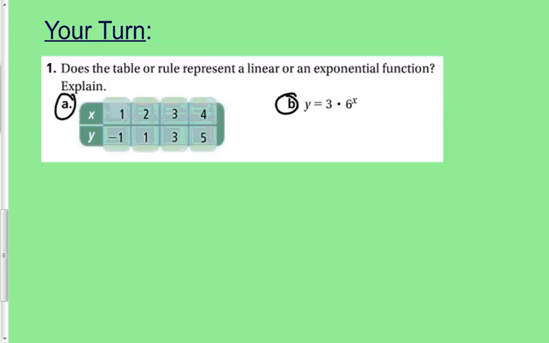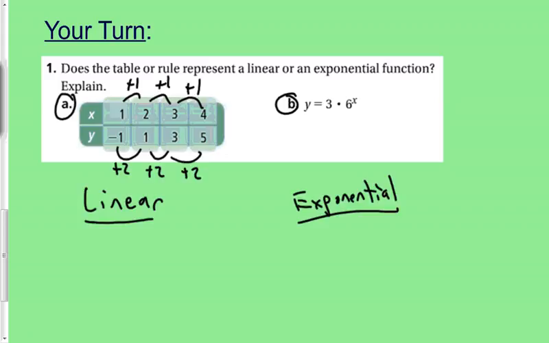All right, pause it for now, do those, and then I will show you the answers in a sec. All right, problem A is linear. If you look at it, it has a constant rate of change. As the x goes up by 1, the y's go up by 2.